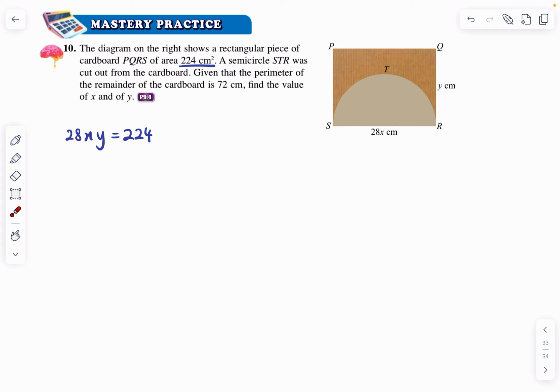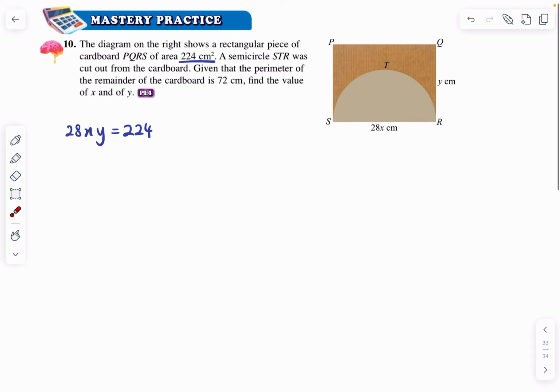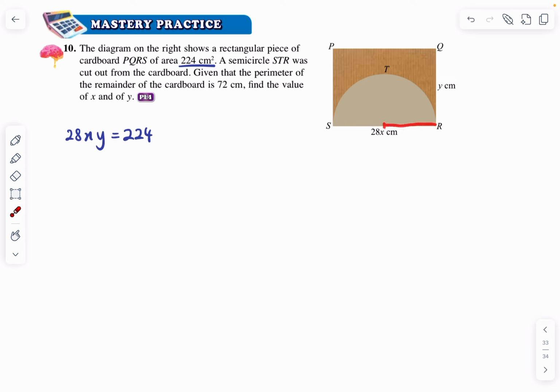Then a semicircle STR was cut out from the cardboard. So this is the semicircle. Since this is a semicircle, half of this would be the radius. Half of 28x will be 14x. Given that the perimeter of the remainder of the cardboard is 72.